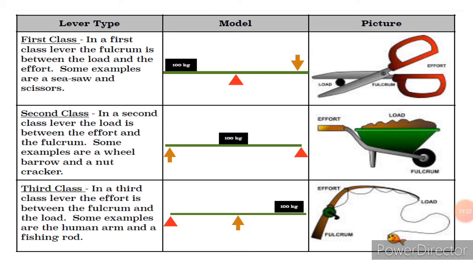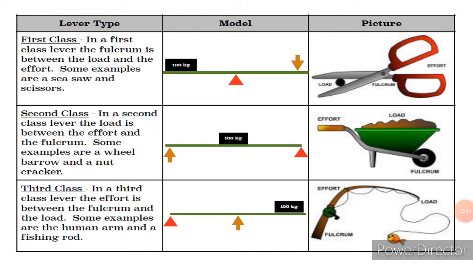So the best acronym to remember this is the word FLE, depending on how you want to pronounce it. It stands for the middle of the first class, the middle of the second class, the middle of the third class lever. F means that the fulcrum will be at the middle of the first class. L means that the load will be at the middle of the second class, and E means that the effort will be at the middle of the third class.